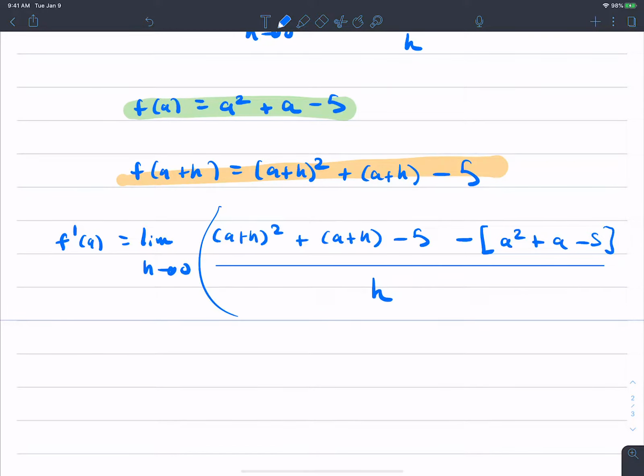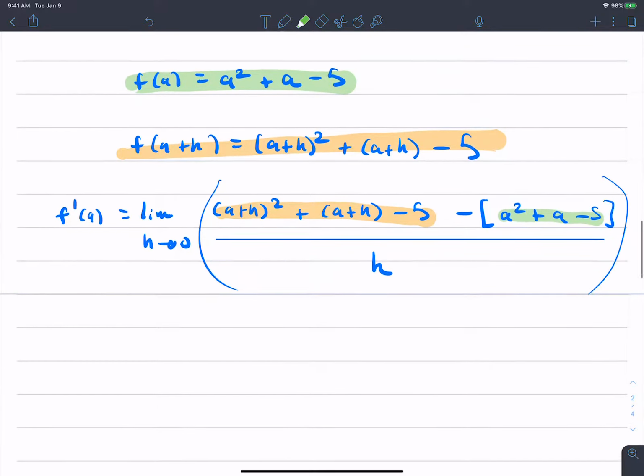So I want to point this out to you. Here's the orange portion, and here's the green portion. We're going to have to do some algebra, ladies and gentlemen. So let me get some coffee here. I'm going to start to do some algebra.